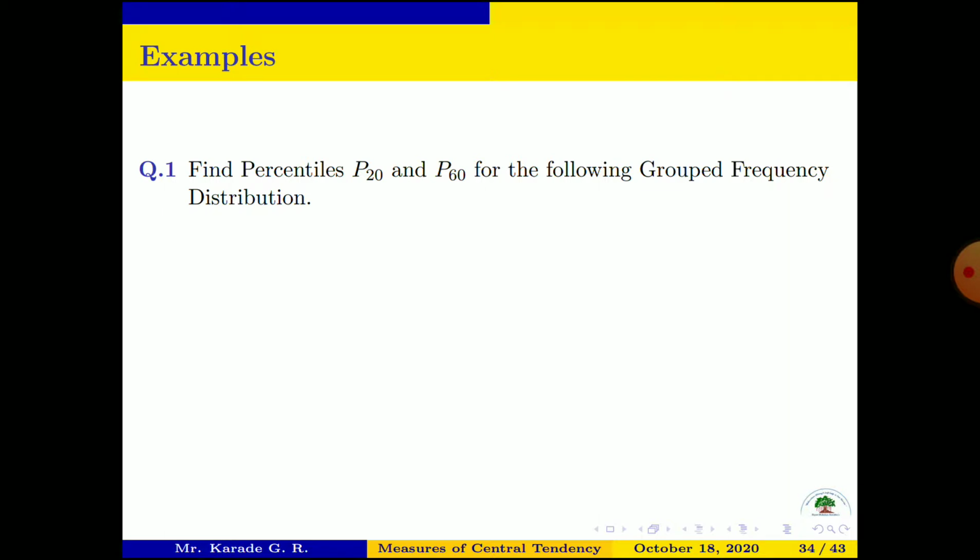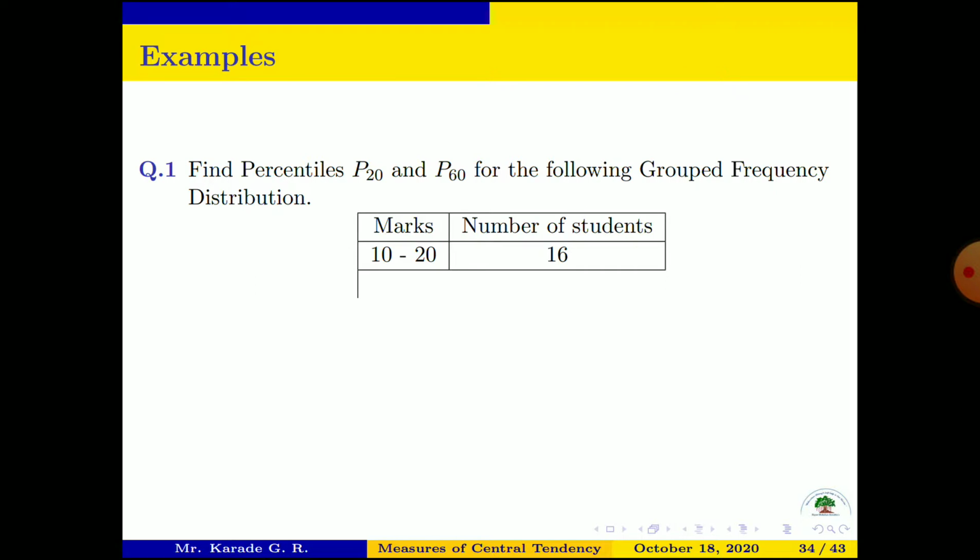Find percentiles P20 and P60 for the following grouped frequency distribution. So we have been given a grouped frequency distribution. Here marks are given and the corresponding number of students. The first group is from 10 to 20, and in this group there are 16 students having marks between 10 and 20. In the second class, 20 to 30, there are 20 students, having marks between 20 and 30.